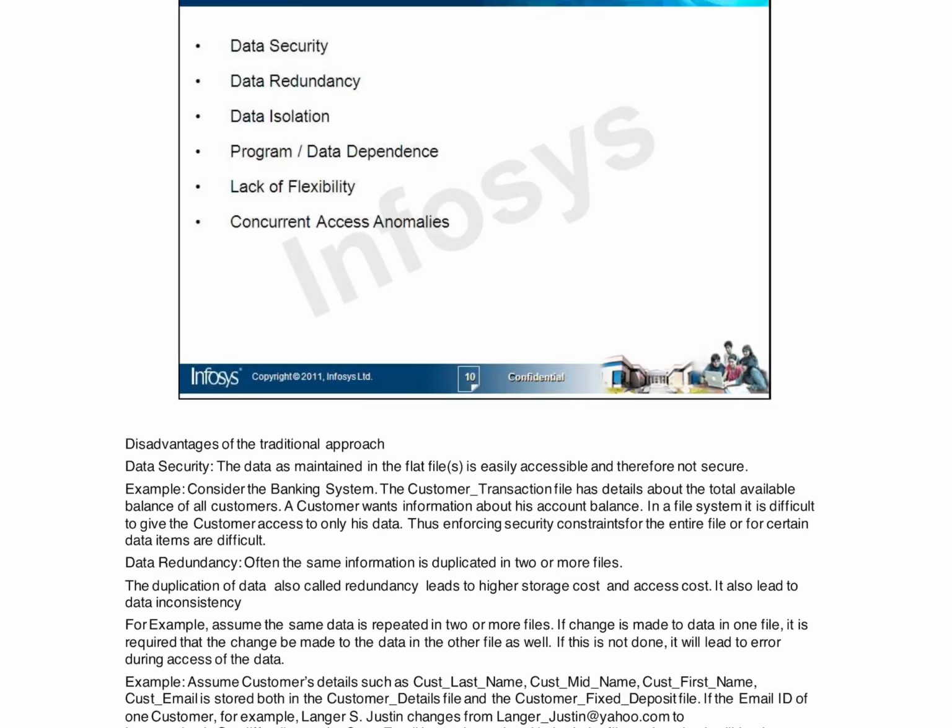Concurrent access anomalies. That means if I want to access it concurrently, suppose the particular customer X has transferred 2000 from account X to account Y, in that case I have to debit that amount from customer X, and after that I have to credit that amount to customer Y.